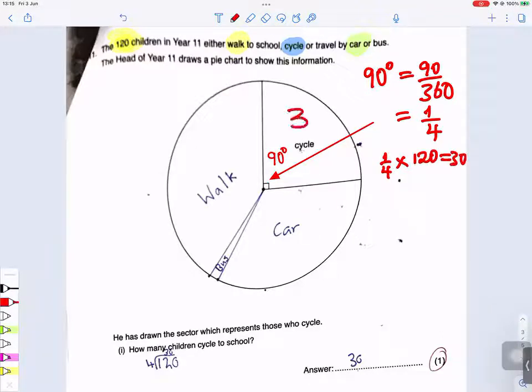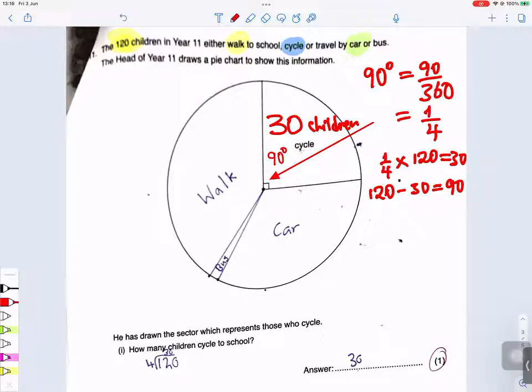So in here, there are 30 students, 30 children. So if we remove 30, 120 minus 30 is 90. So there's 90 children. We need to know what the 90 children do.